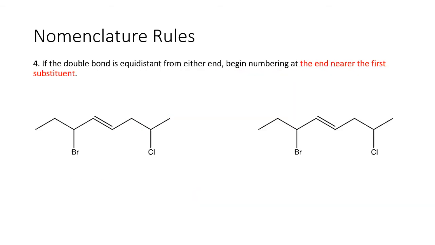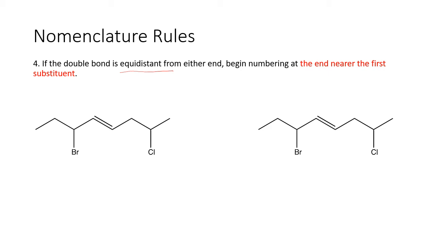Next, if you run into a situation where the double bond, the alkene, is equidistant from either end, then you're going to begin numbering at the end nearer the first substituent. So this is actually something that we previously saw when we were deciding on our numbering. We used giving the lowest numbers possible to our substituents as a way of breaking a tie when we needed to. And then if we had to, we moved on to ABC order. You usually won't need to do that because the alkene position will kind of have to be the lowest, and so you won't usually have to move to that many places of breaking a tie.